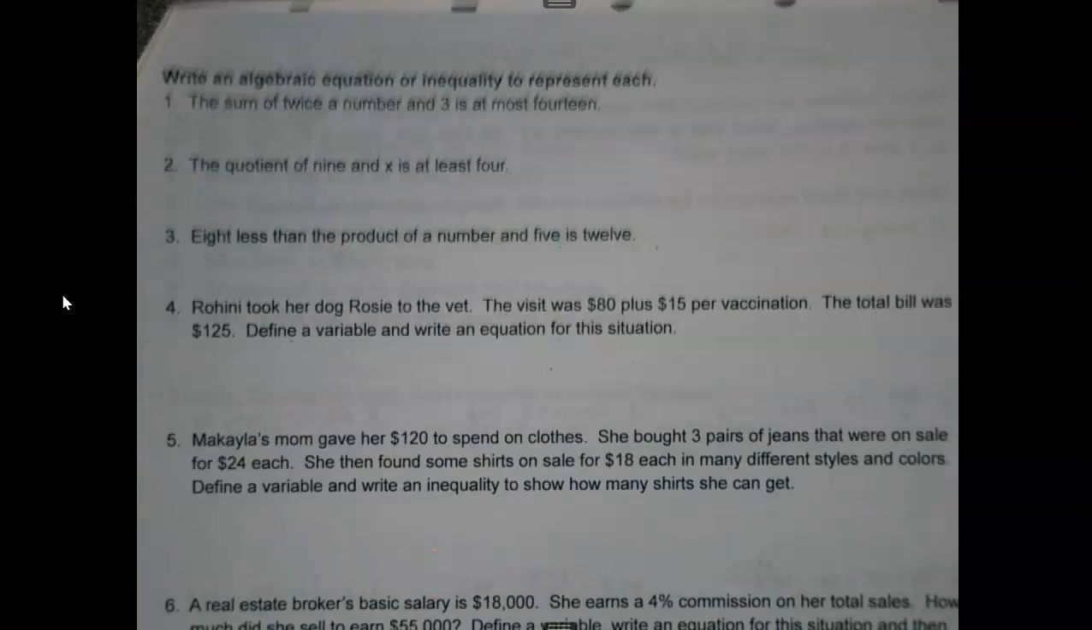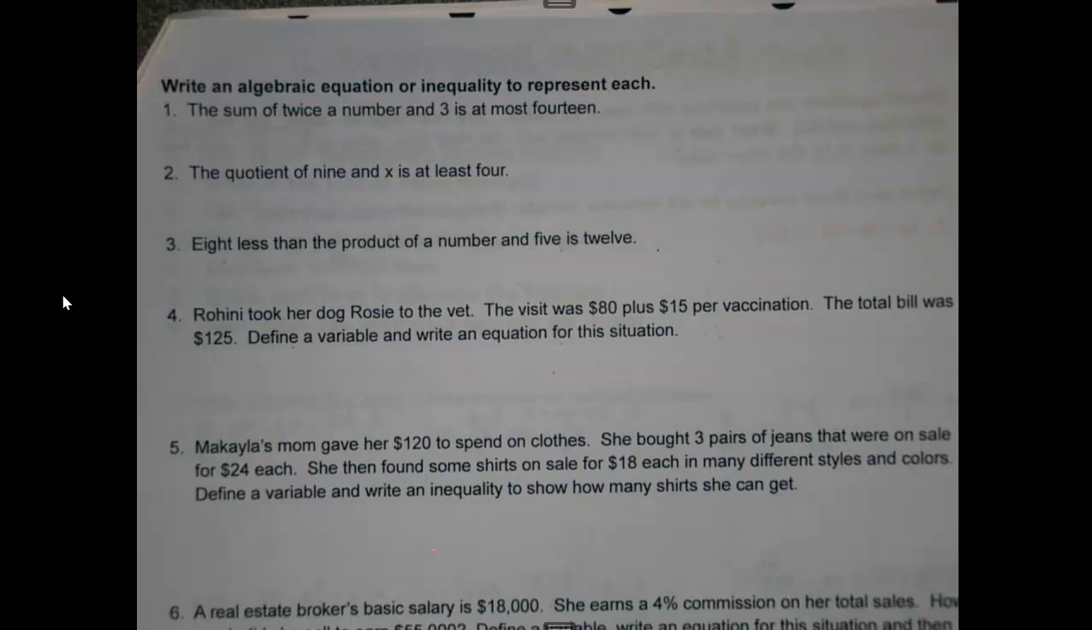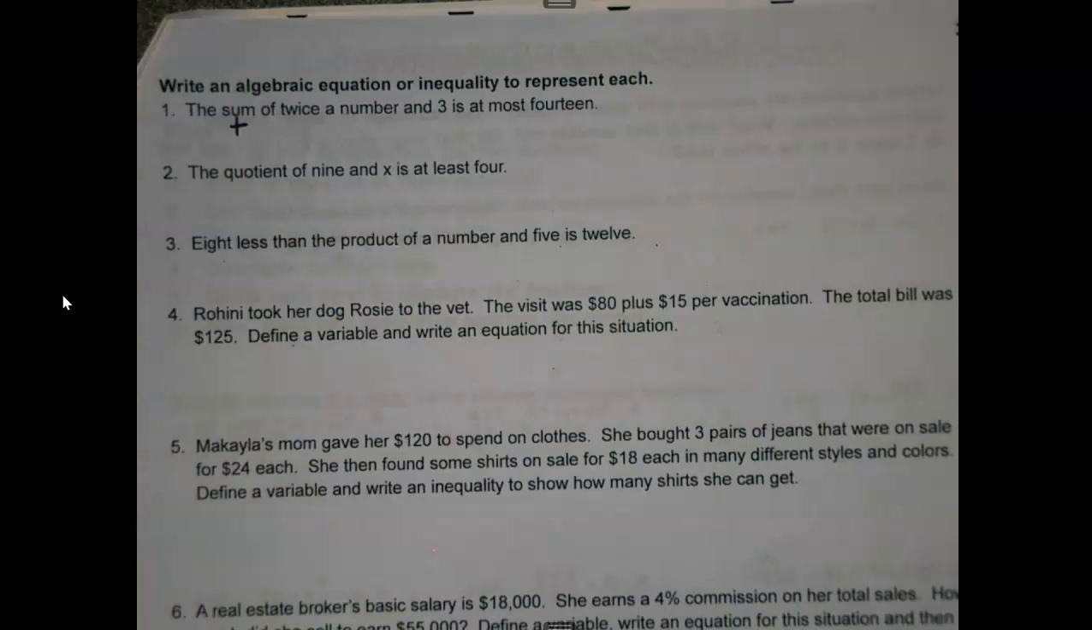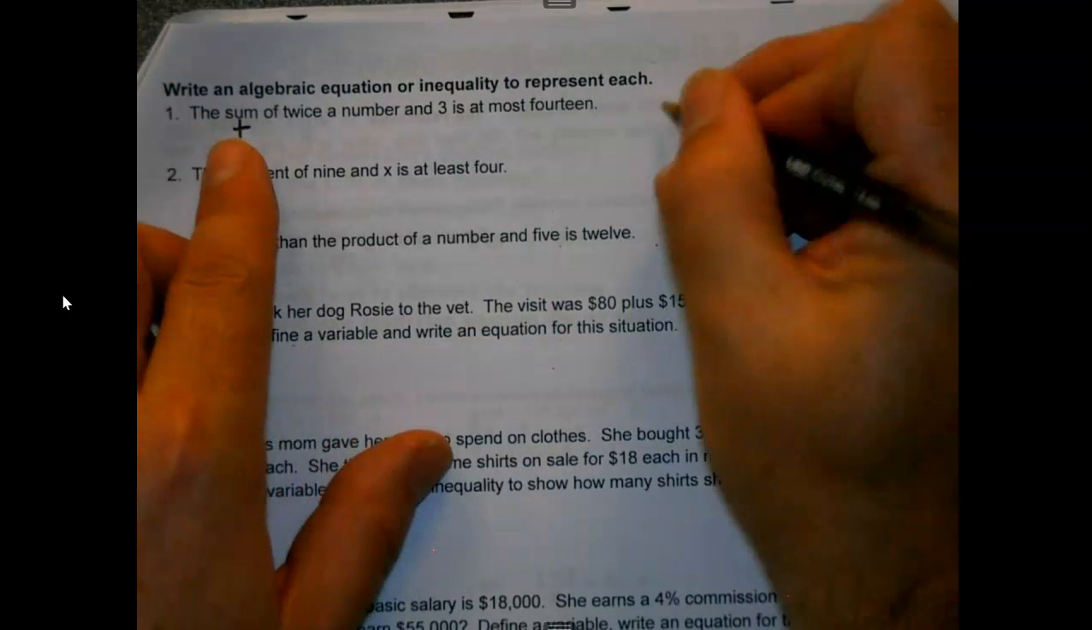A couple basic ones to make sure we're clean on that. A couple of applications, and we're good here. So, the sum, I like to make little notes as I go. The sum of twice a number, not the square of a number, but twice a number, and 3 is at most 14. The sum, so we know we're going to be adding something.